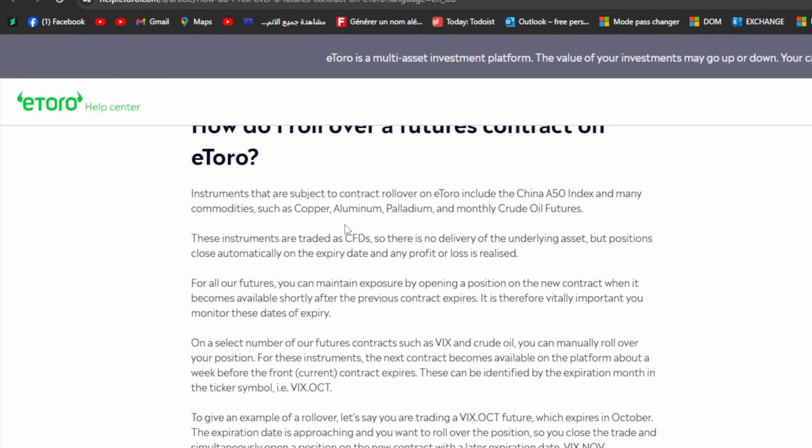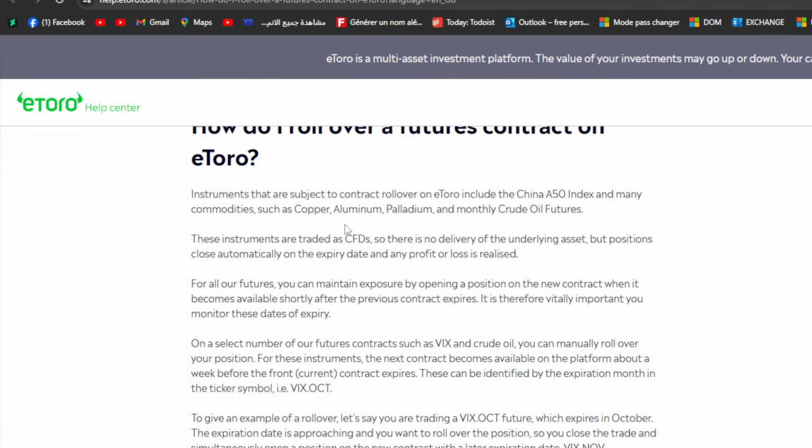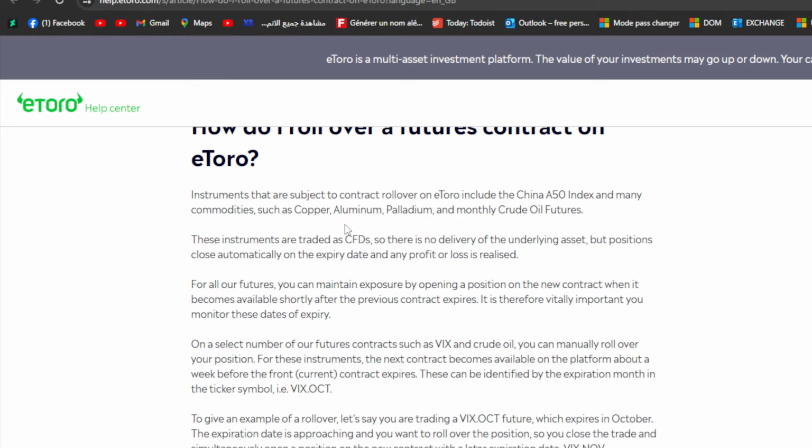For all other futures, you can maintain exposure by opening a position on the new contract when it becomes available, shortly after the previous contract expires. It is therefore vitally important that you monitor these dates of expiry. On a select number of futures contracts such as VIX and crude oil, you can manually roll over your position. For these instruments, the next contract becomes available on the platform about a week before the front or current contract expires. These can be identified by the expiration month in the ticker symbol.